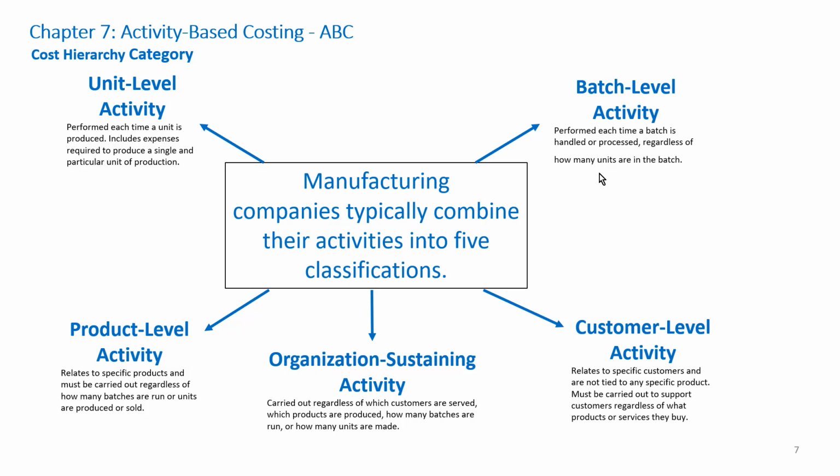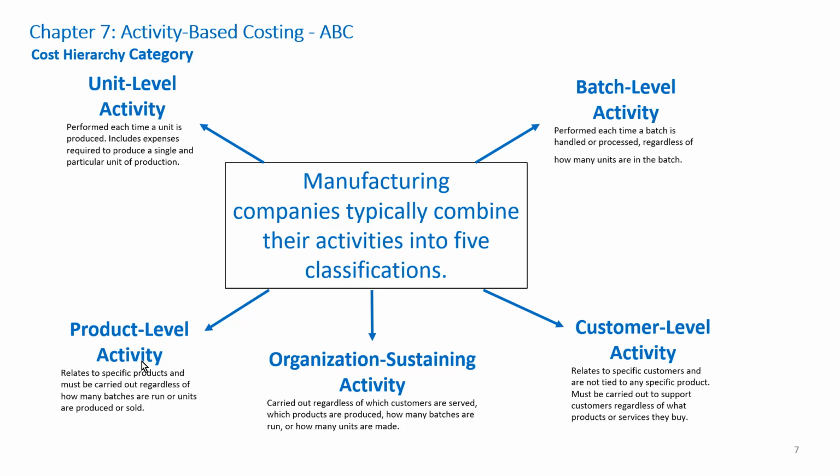The third level of activities includes product level activities. Product level activities relate to specific products and must be carried out regardless of how many batches are run or units are produced or sold. Product level activities include the expense that applies to an entire product line, the cost to develop, produce, and sell specific types of products. Examples would include product engineering or design, product marketing and advertising, and maintaining customer records.